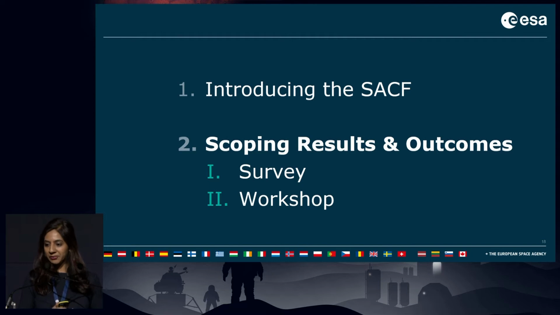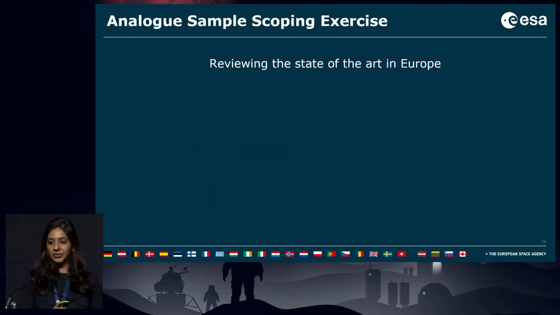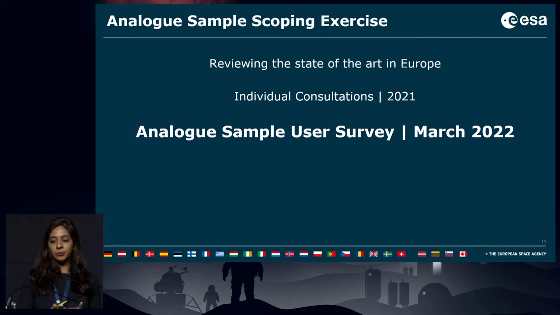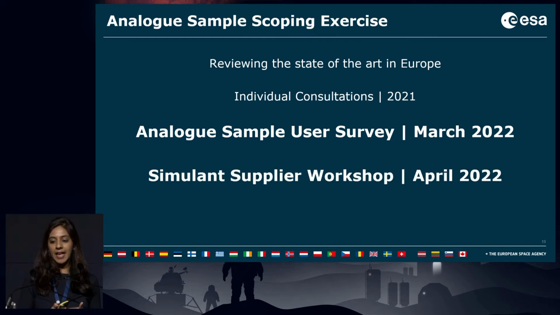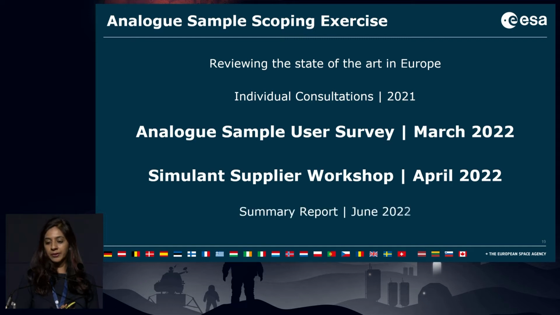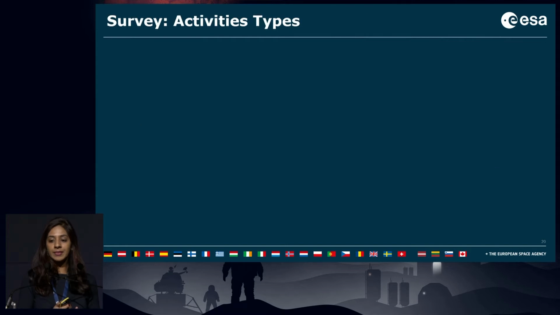Just looking at time, so I'll just skip forward. In the second part of this presentation, this is the scoping exercise. The aim of this was to review the state of the art in Europe. So I started with individual consultations in 2021 with our primary users. This year in March, we ran a user survey, and then we held a simulant supplier workshop, which was co-organized by me and Beth and David. That was in April, and I'll be doing a complete summary report of the entire exercise over the summer.